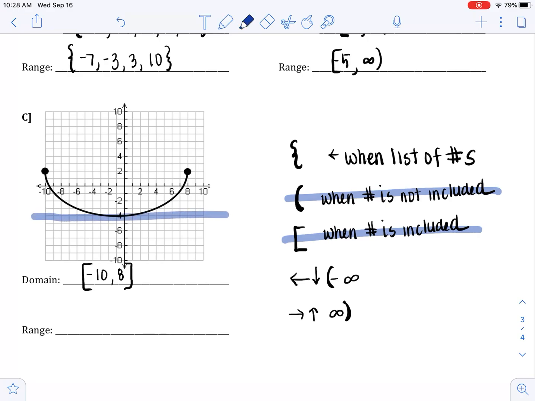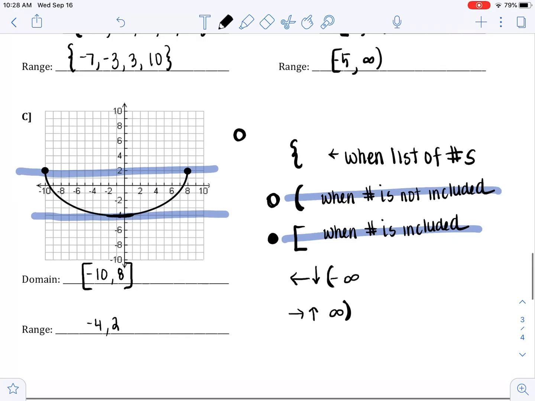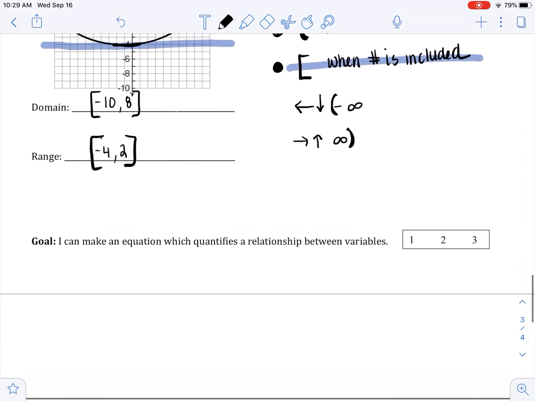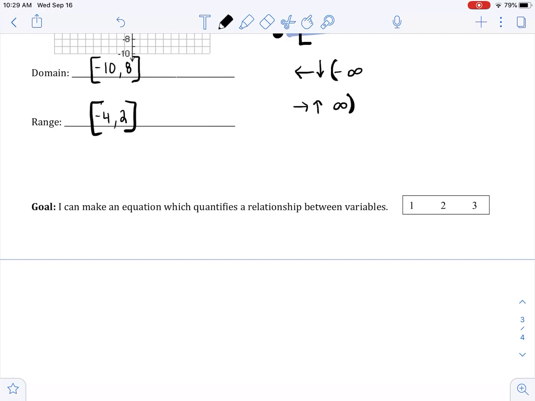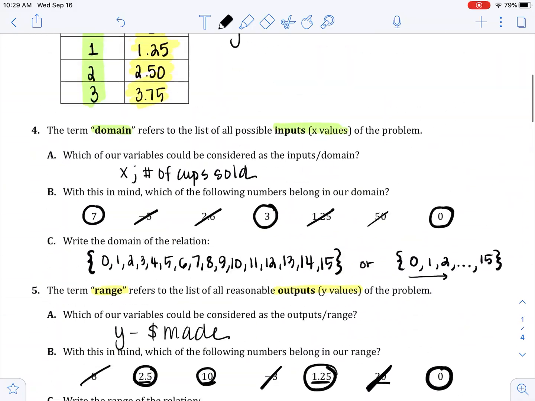All right, let's do y values. The lowest my graph goes is right here. The highest it goes is here. So it goes from -4 to +2. On -4, people will say, is it including here? Yes. What not including looks like is an open point like this. So this would be not included. This would be included. Okay, so this is closed, bracket. And then this is also obviously closed right here, so bracket. And there's my range. All right, go ahead and re-rate yourself on how you feel about that.